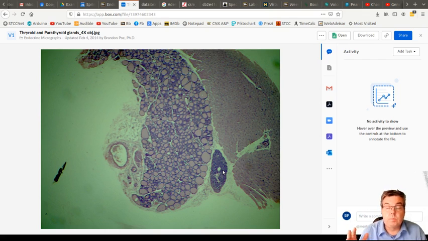Now, we want to think about staining quality and what that means for what these glands do. So just like the last one, we were talking about dark staining.